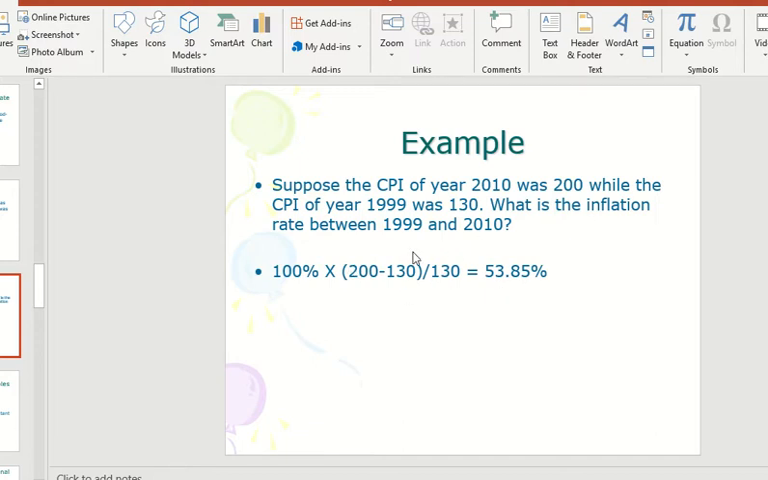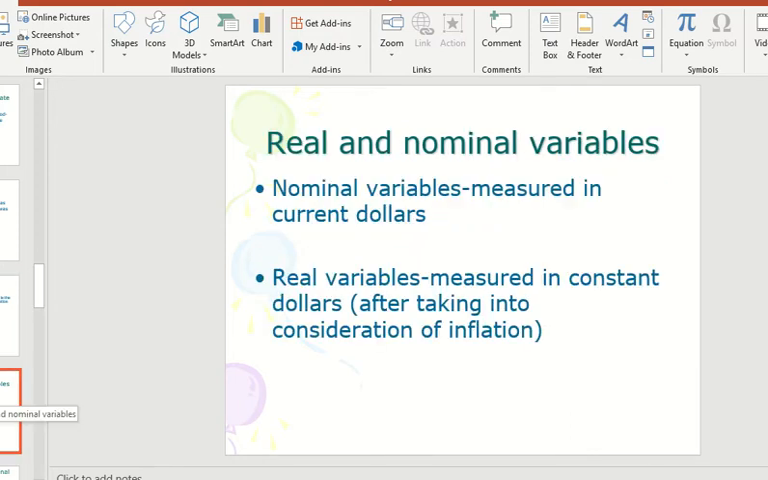Please note that this is different from the interpretation of CPI. When we try to interpret CPI, we use the CPI of the base year or the price level of the base year as the reference point. But when we calculate inflation rate, we use the price level of the earlier period as a reference point. Okay. So now let's turn to some applications of inflation rate or price indexes. So let's talk about real and nominal variables.